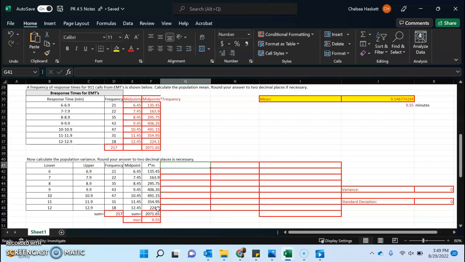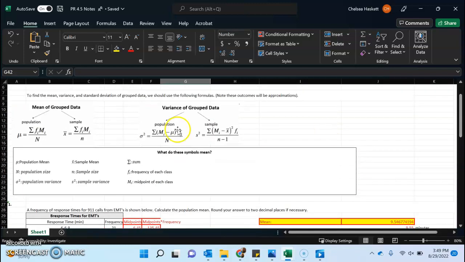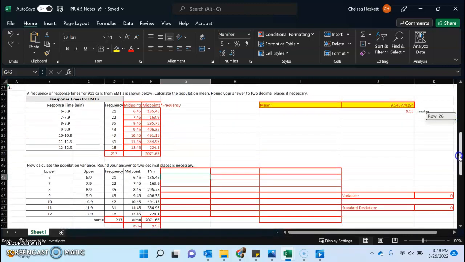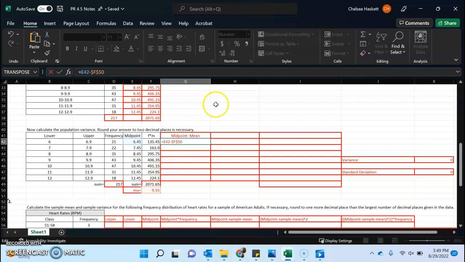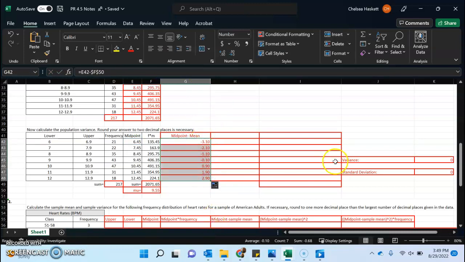All right, now calculate the population variance. So if I'm looking up here, my first step for that is the m of i, or the midpoint, minus my mean. Okay, so I'm going to do midpoint minus mean. So if I do midpoint minus that mean, it's right here. And I'm going to put that reference so it stays there, that mean, and that midpoint changes. And I drag it down. Okay, and that is what you should get for the midpoint minus the mean.